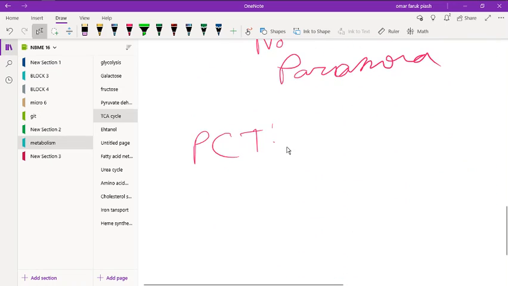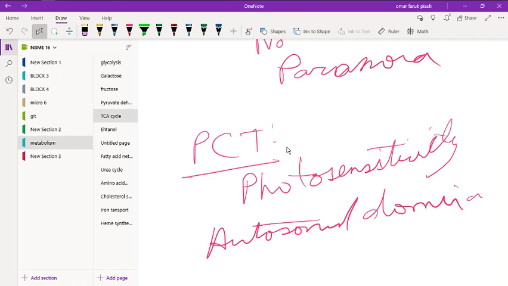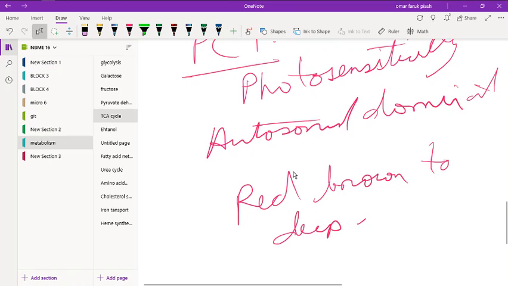In PCT, porphyria cutanea tarda, there is photosensitivity, it is autosomal dominant, there is hyperpigmentation. It is exacerbated by alcohol, and there is red brown to deep urine.